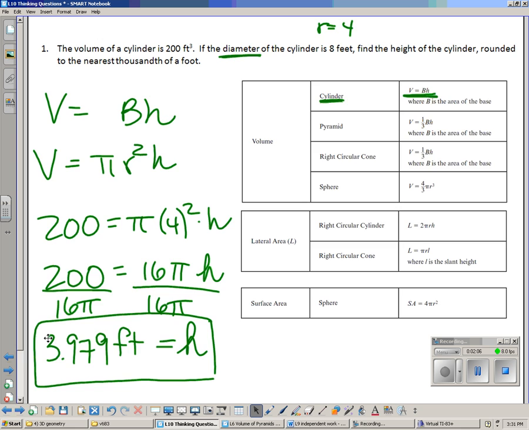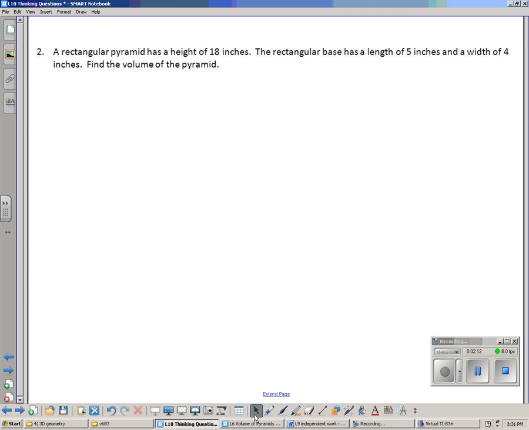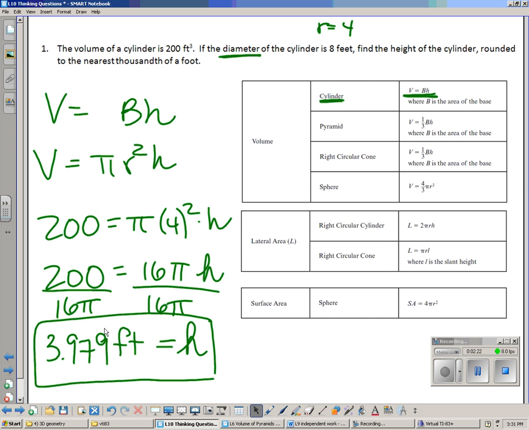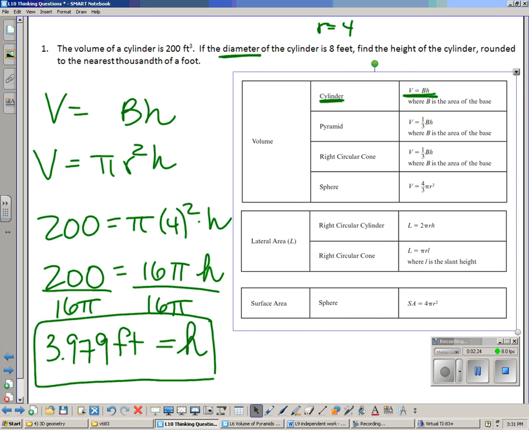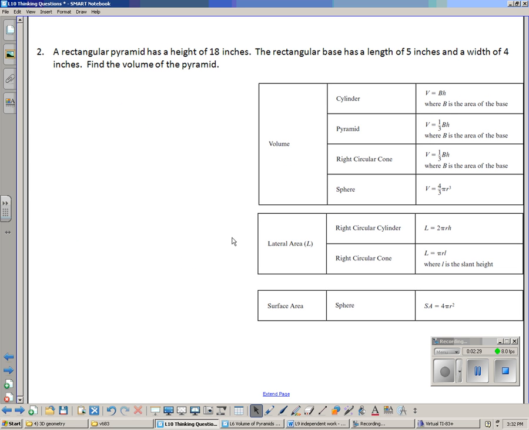Okay, so number 2 says a rectangular pyramid has a height of 18 inches. The rectangular base has a length of 5 and a width of 4. Find the volume of the pyramid. So if we go back to our formula sheet, here's our formula sheet. We're talking about the volume of a pyramid. So the volume of a pyramid formula is 1/3 big B times H.